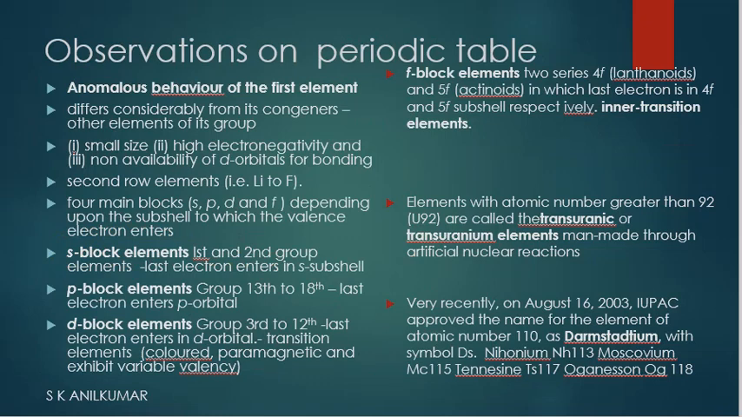There are 4 main blocks: S, P, D, F. These are subshells into which the electron could join, the valence electron. What are valence electrons? Valence electrons are the electrons that help to complete the valency. What is valency? The octet, the maximum capacity of a shell being 8. 8 is octet. S block elements are first and second group elements; the last electron enters in the S subshell.